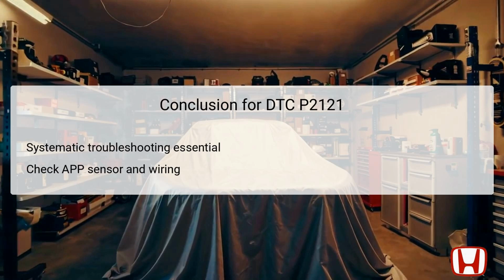In conclusion, resolving DTC P2121 requires a systematic troubleshooting approach focusing on the APP sensor and its associated wiring. Understanding the diagnostic process, identifying component roles, and methodically measuring voltages are fundamental aspects of achieving an accurate diagnosis. The potential for various causes, from the APP sensor itself to wiring issues, emphasizes the need for careful examination of each component in the system.